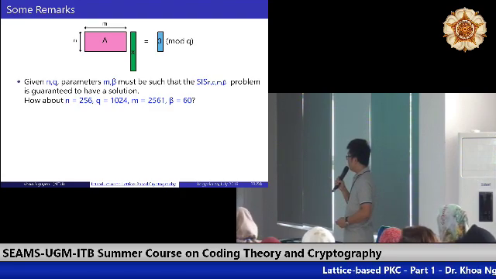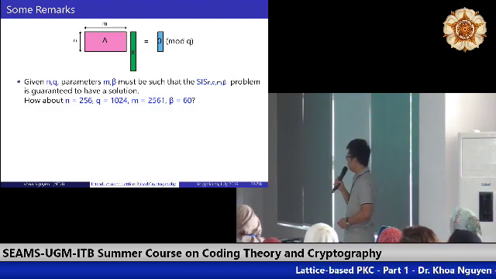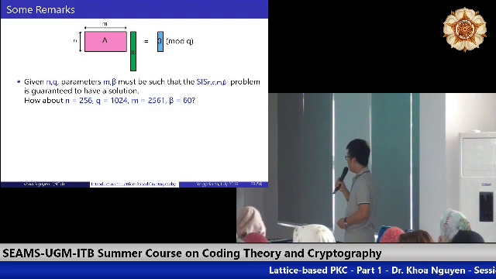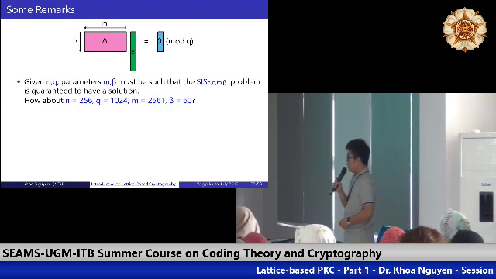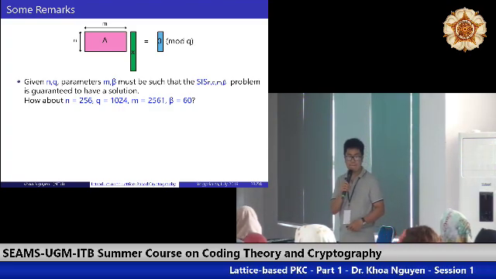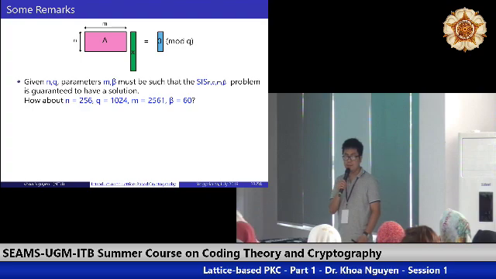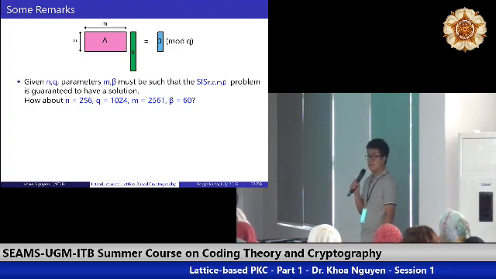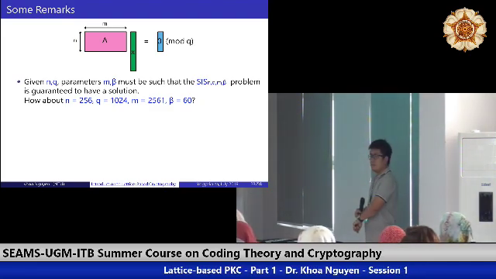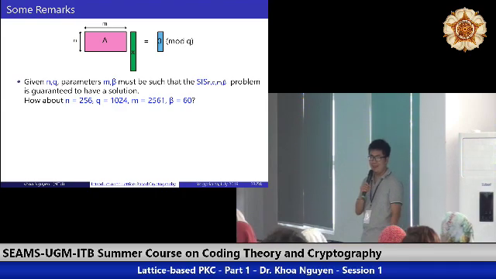how to do that? Suppose that we, okay, so let's consider this set of parameters. N is 256, Q is 1024, M is 2561, and beta is 60. Can we guarantee that the SIS problem with these parameters have a solution? So not really intuitively, right?